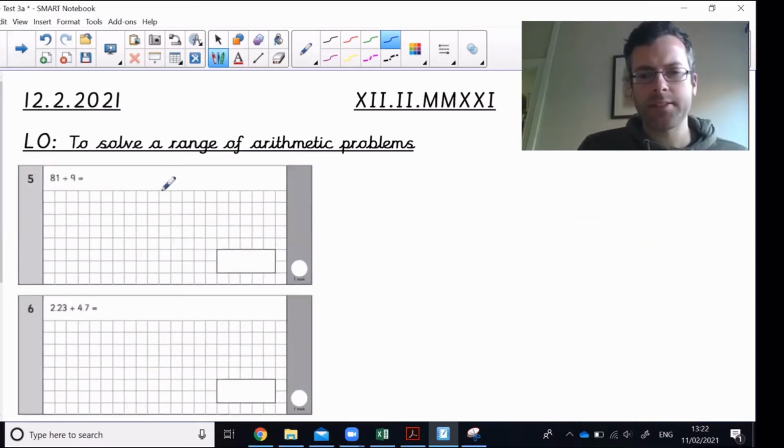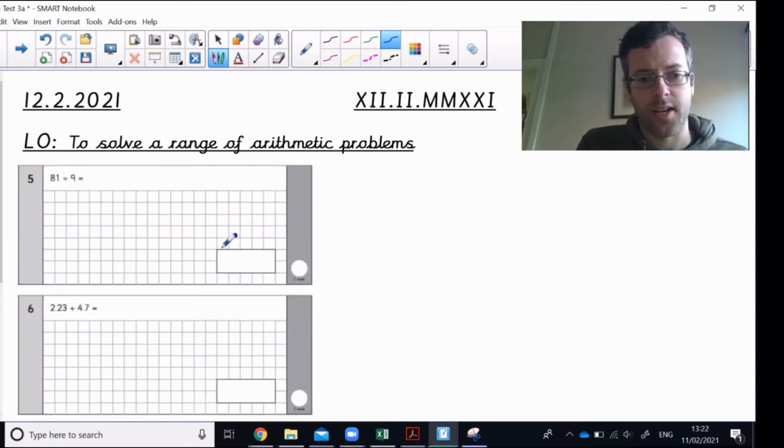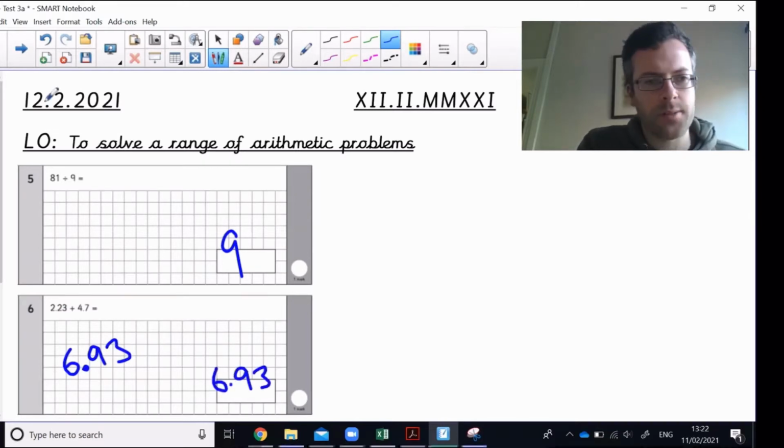Next one, 81 divided by 9. Well, that's just about knowing your 9 times tables, and the answer is 9. If you needed to, 9, 18, 27, and count to 81, you could do. Next one, 2.23 add 4.7. Now for this one, we could use a written method, but actually, I can recognise, well, I've got to add 4 to that 1s column, so that's going to be 6. I've got to add 7 tenths to that 2 tenths, that's going to be 9 tenths, and then that stays the same, so 6.93. Fairly straightforward.